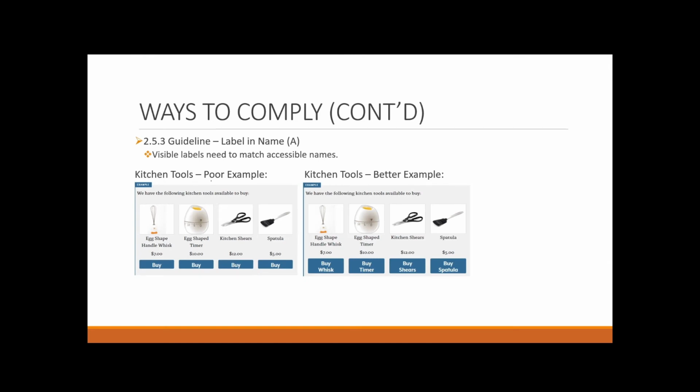Guideline 2.5.3 is label in the name. Visible labels need to match accessible names. Looking at both examples, in the better example, the accessible name that a screen reader user hears is by the item name for so much amount, and the software can activate the correct button.